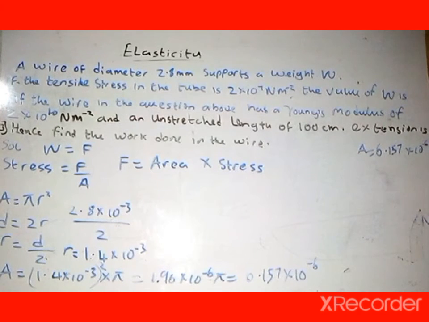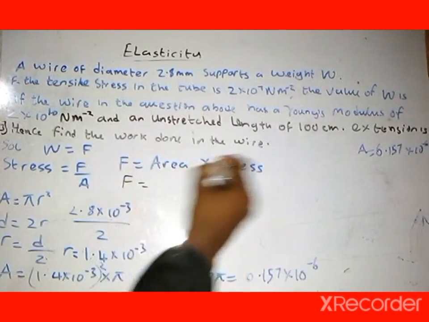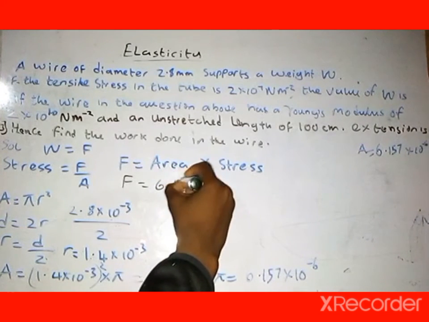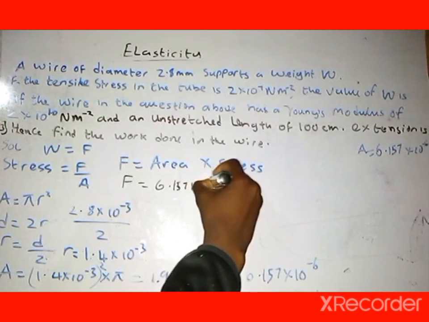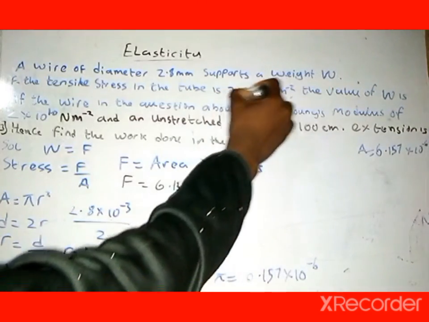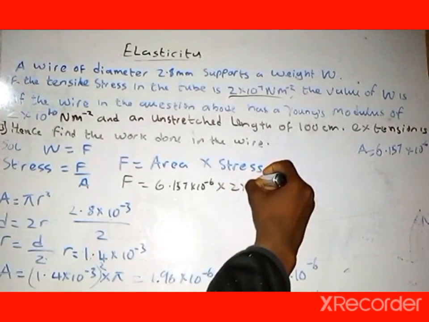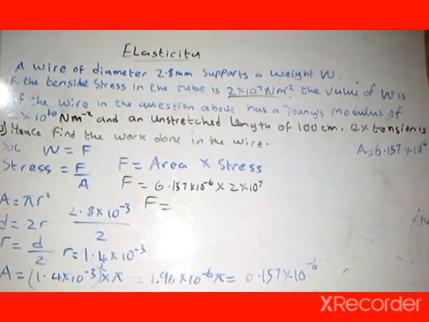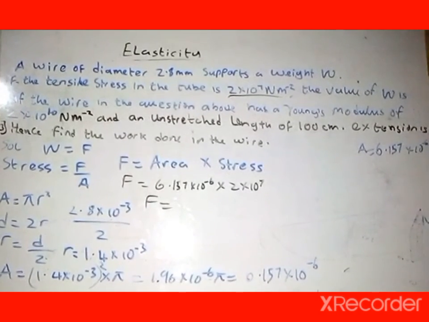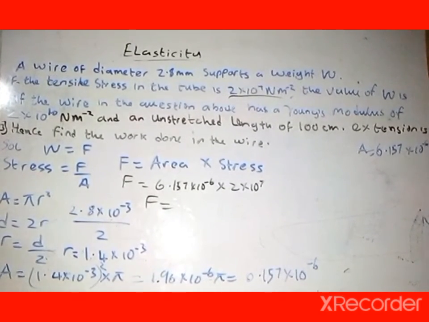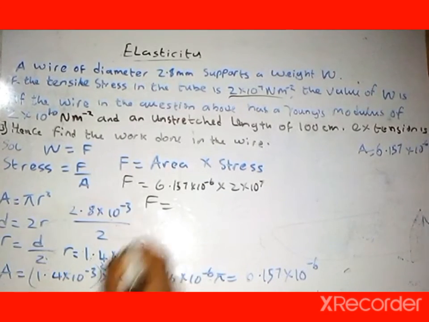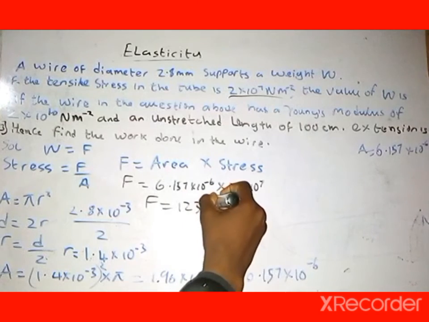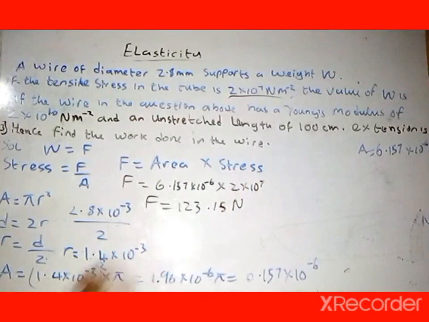So to get our force will be very easy. So what do we do? Our force is the area, which is 6.15 times 10 raised to the power minus 6, multiplied by the stress given, which is 2 times 10 raised to the power 7. So our force will now be equal to 123.15 Newton. Let's say 123.